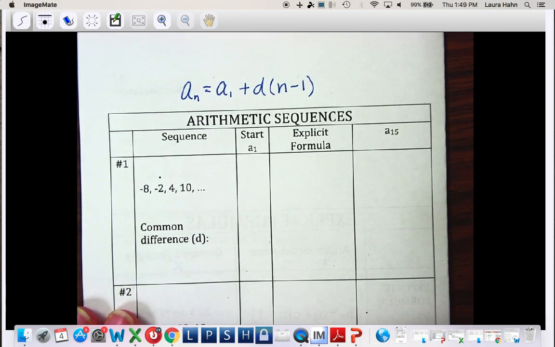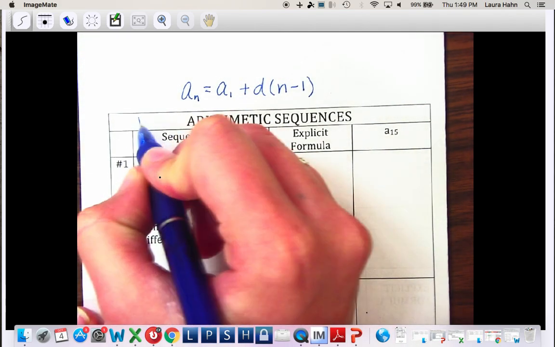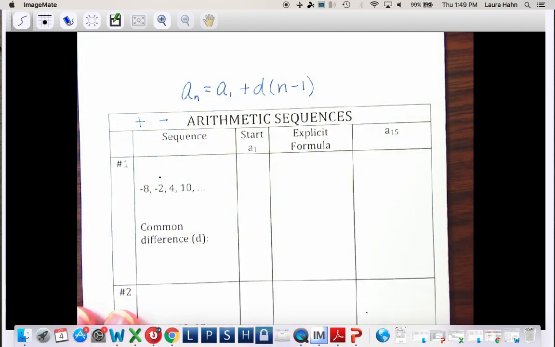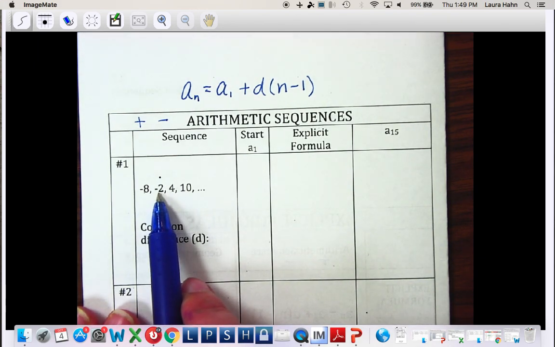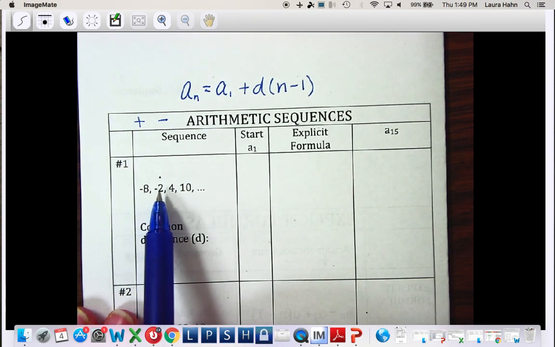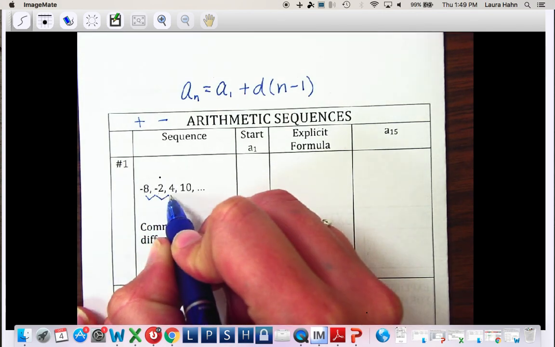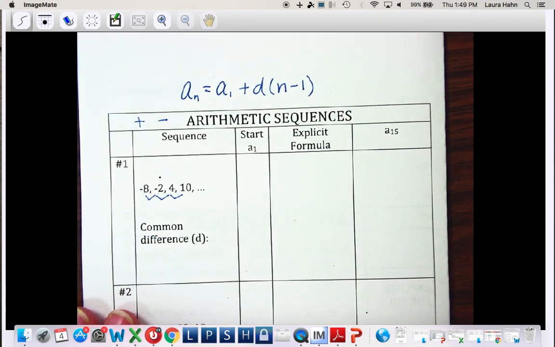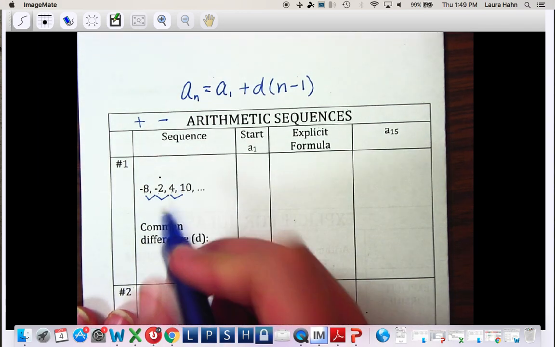Okay, so here's my pattern. What I'm trying to do is figure out, and this is arithmetic, remember, so that means we're either adding a number or we're subtracting a number every time. Okay, so from -8 to go to -2 to get from 4 to 10. So I notice the numbers are getting bigger, so I know we have to be adding. So now I just have to figure out what are we adding every time. Well, the easiest to figure that out is 4 to 10. To get from 4 to 10, we're adding 6.